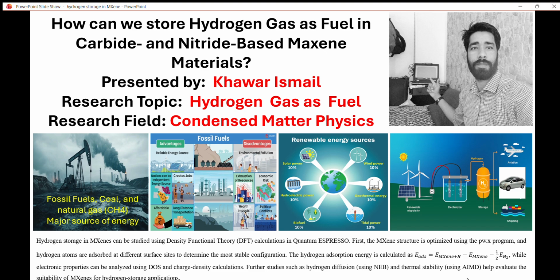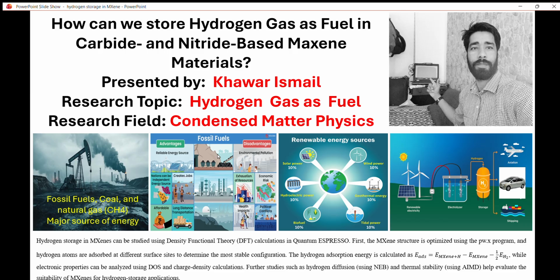In the past, people all over the world used fossil fuel, coal, and natural gas as a source of energy, and it was called the major source of energy in the past. And still, we use fossil fuel, coal, and natural gas, but they have some problems, like emission of carbon dioxide and other environmental problems and pollution.